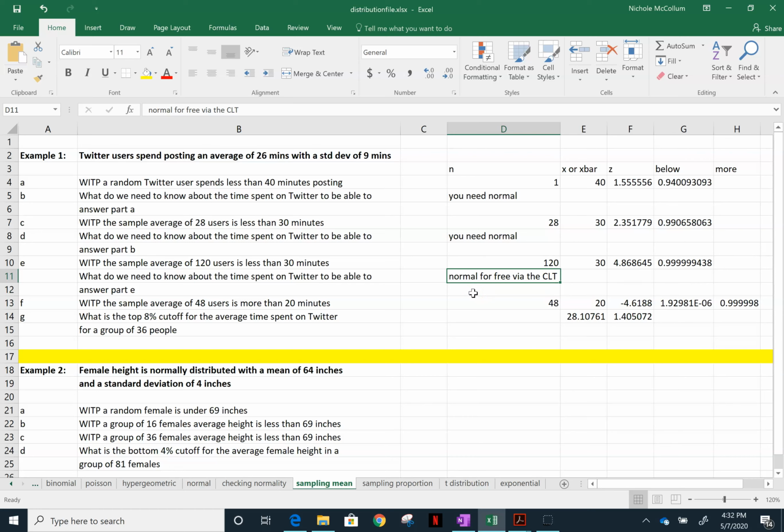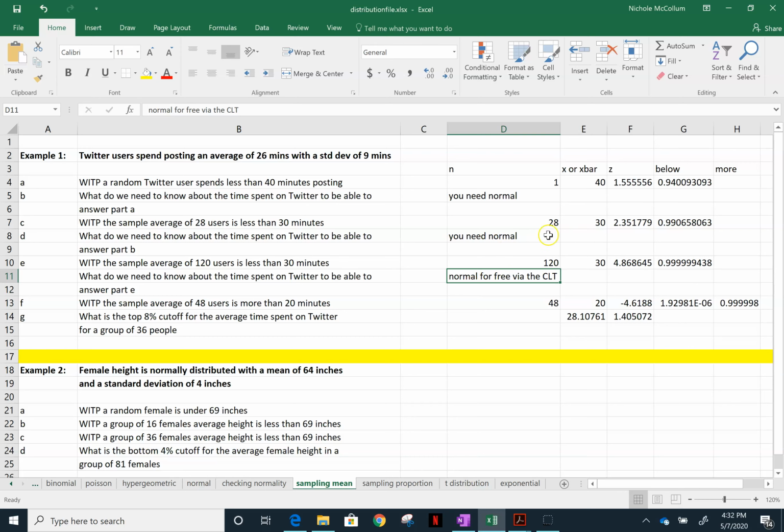We know normal. We get normal for free because of the central limit theorem. You see, the central limit theorem kicks in at 30. And what the central limit theorem says is, as long as your group is over 30, we know the samples are roughly normal. And that is awesome. That means as long as you sample over 30, you get normal for free and can always use the normality and the normal picture to answer any probability questions you have.